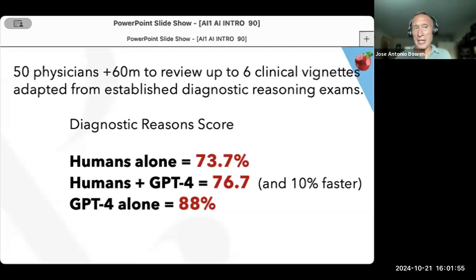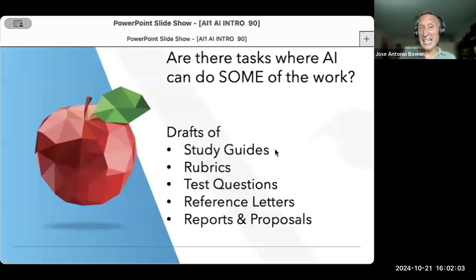So I showed you this result about physicians. This also suggests that we're reluctant to let the AI do certain things. Maybe it can do more than we think it can. So the question for you is, it doesn't have to do the whole task. Are there tasks where AI could do some of the work to get you started? Could it do a study guide? Could it do a rubric, or first-draft test questions?